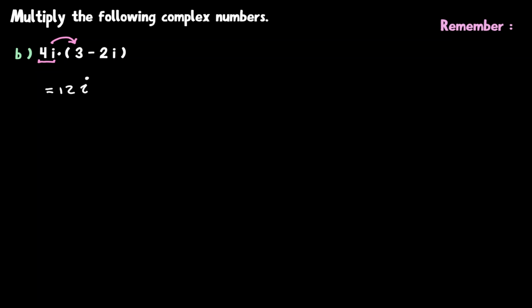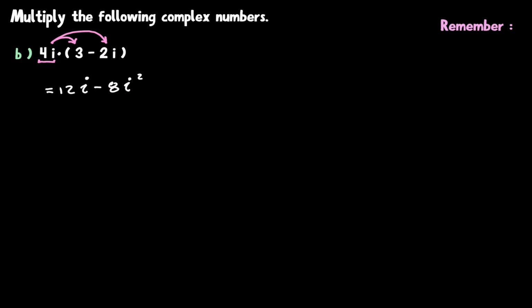And now, when we perform our second distribution, we're going to approach it the same way. Let's multiply the values with the values. So let's multiply 4 times negative 2, which is going to give us negative 8. But here, we are also multiplying an i times another i, which is going to give us i squared.